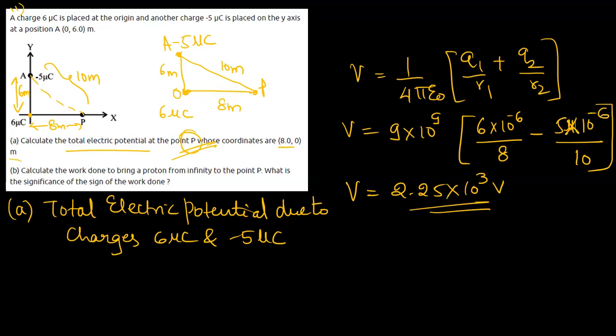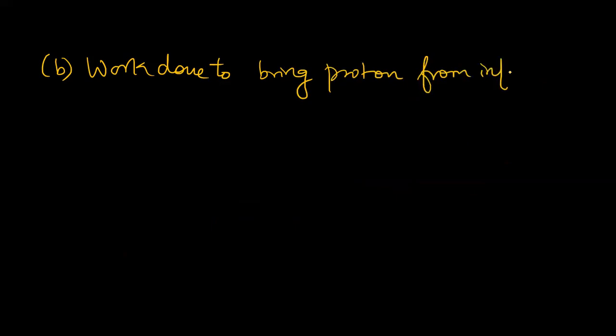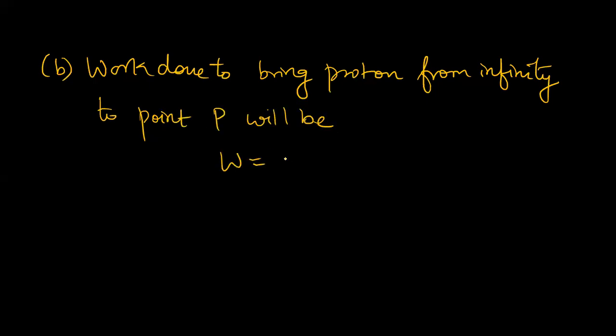The second part that the question is asking: calculate the work done to bring a proton from infinity to the point P. So for the second part, I'll write here, the work done to bring a proton from infinity to point P will be given by W equal to minus QV.